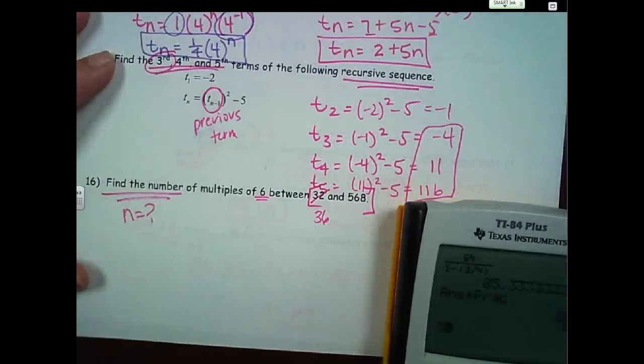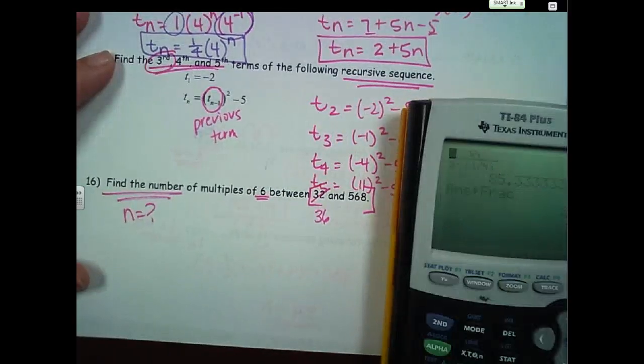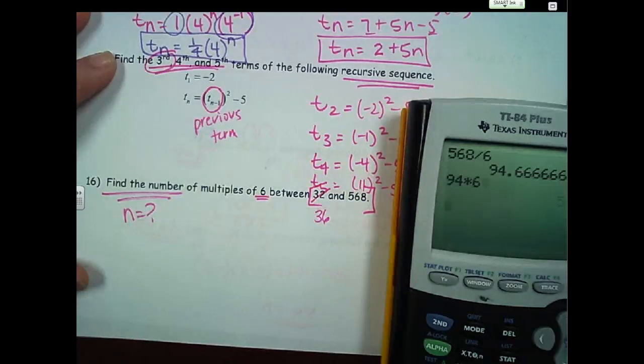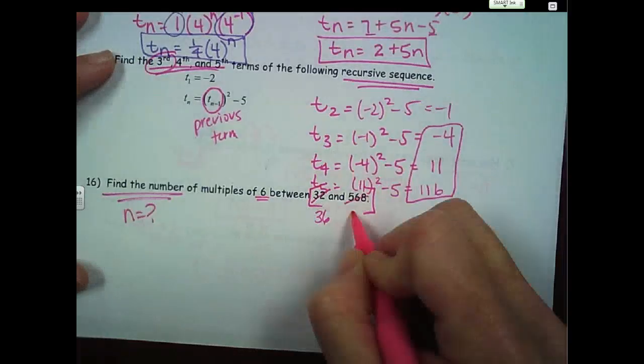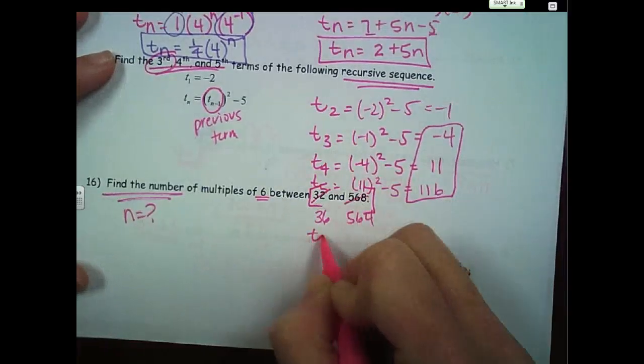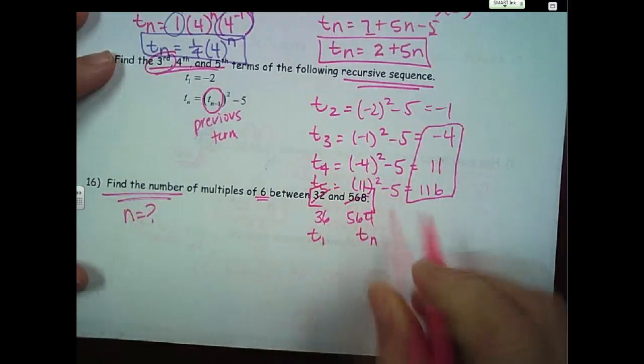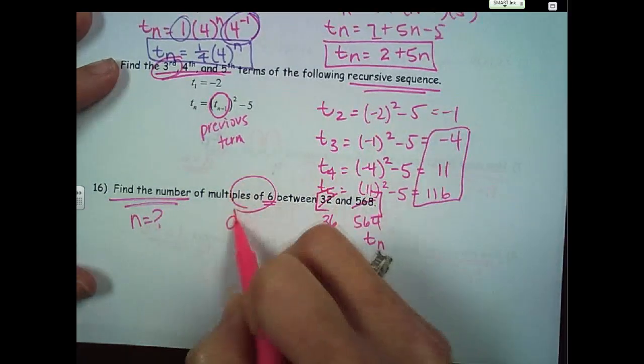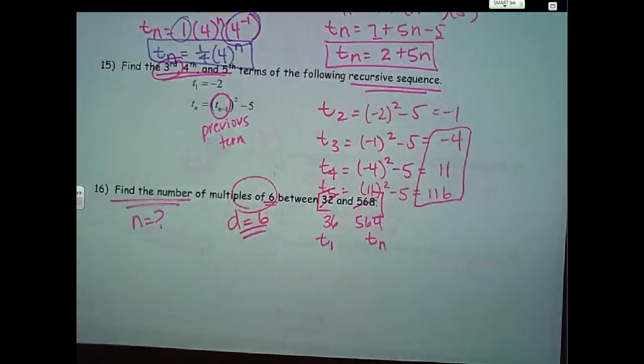I'm going to do 568 divided by 6, and there's 94 that fit in, so 94 times 6 means it's 564. So my first term is 36, and my nth term, my last term, is 564. I'm counting by 6s. That means my D is 6. So it's an arithmetic problem. And I'm looking for n.